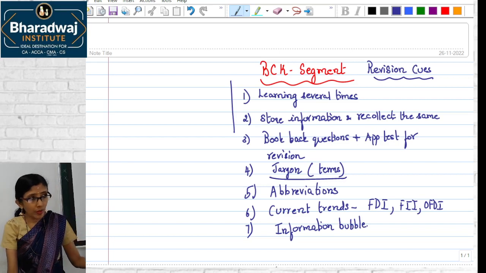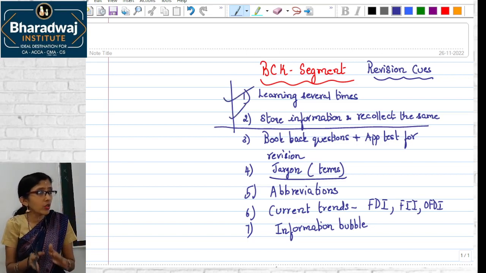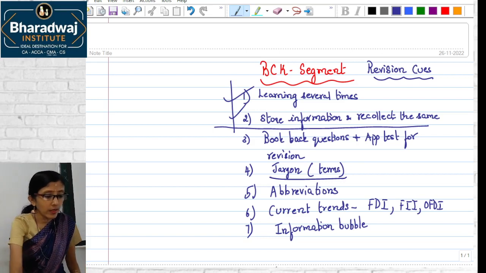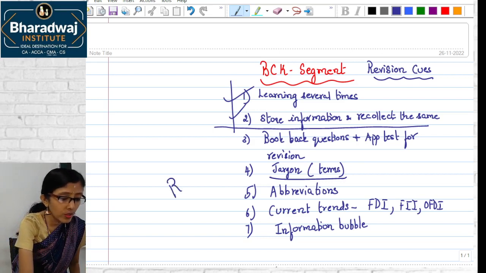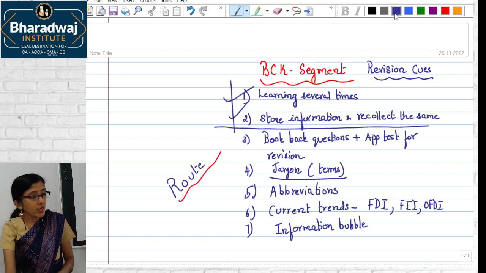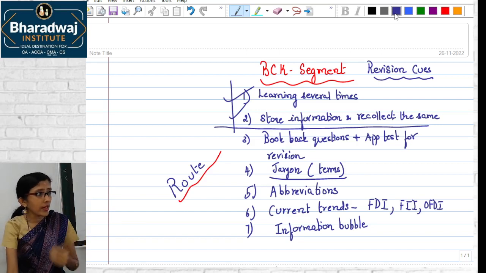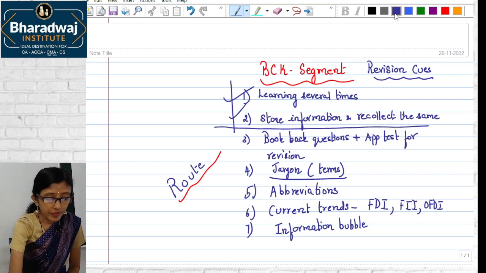See, I'm giving you the focus areas of preparation for BCK. So you will understand that for these to happen, this is the kind of path or route we are giving you. Is that clear? So you can adopt this route for good preparation. Is that clear? So abbreviations, many acronyms, PESTLE and SWOT, etc. are there.